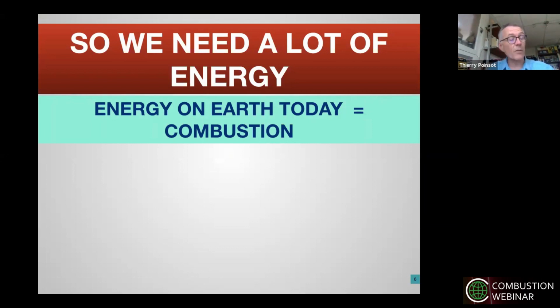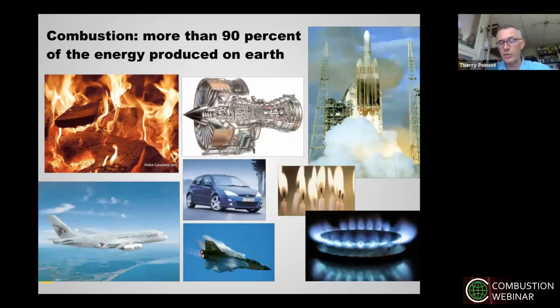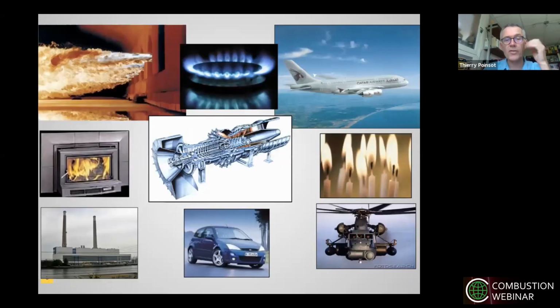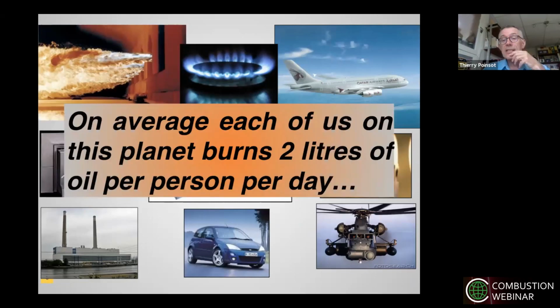And that's something, of course, that the public ignores, but that we know in this community. We know that more than 90% of the energy produced on Earth is obtained by burning something. And the examples, of course, are numerous. It's good to remember that it means that on average, each of us burns like 2 liters of oil every day, which is amazing when you consider that a lot of people don't drive cars, but others have 2, 3, or 4 cars. And why do we do that?